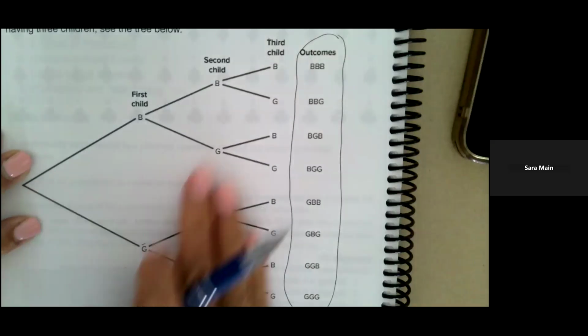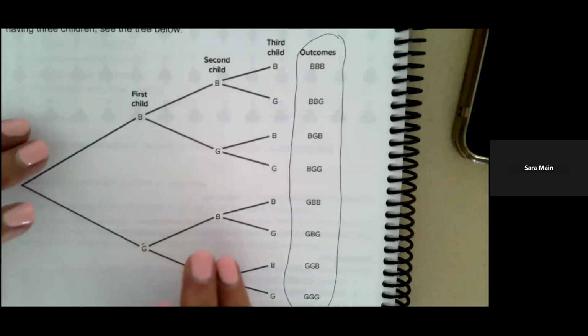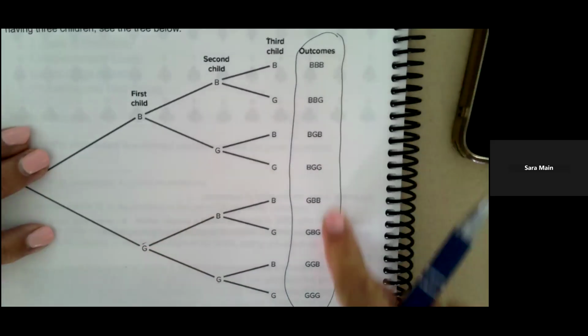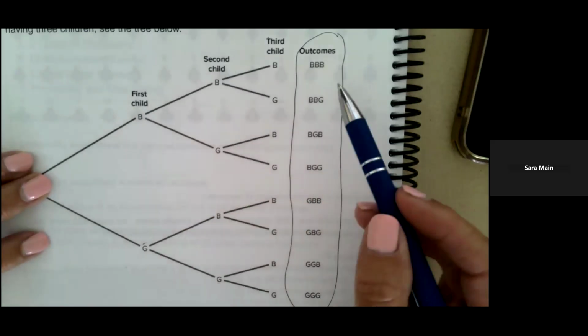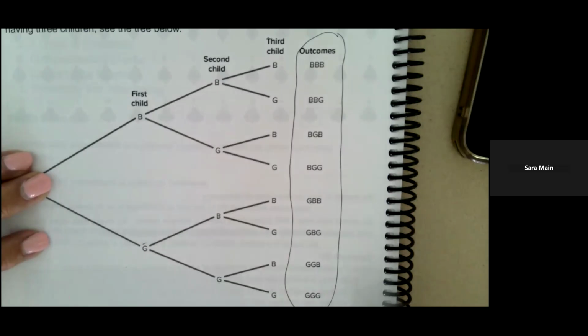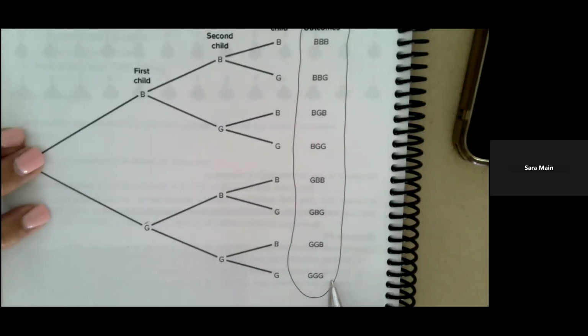Simply making the tree does not assume that the reader knows your sample space. You actually have to list out your sample space. So you could have all the way from all boys, boy, boy, boy, with a bunch of combinations all the way down to girl, girl, girl.